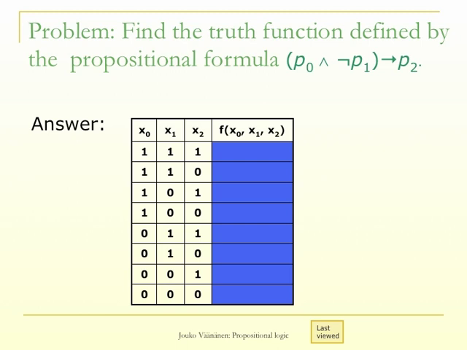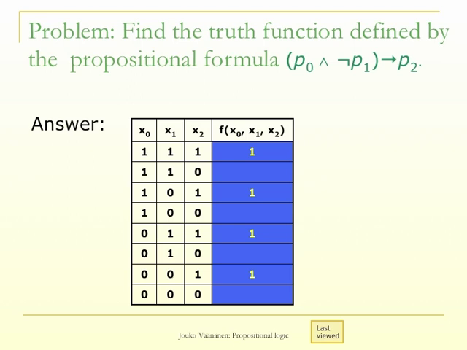We build the table of f step by step. To find the value of f(1, 1, 1), we compute what the truth value of (P0 and not P1) implies P2 is when P0, P1, P2 are all true. It is clearly 1. We now make an observation. (P0 and not P1) implies P2 is true when P2 is true. So we can immediately fill three more values in the table of f.